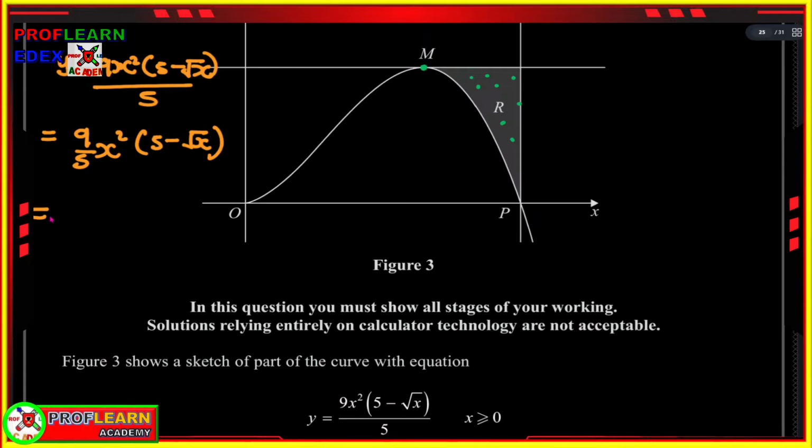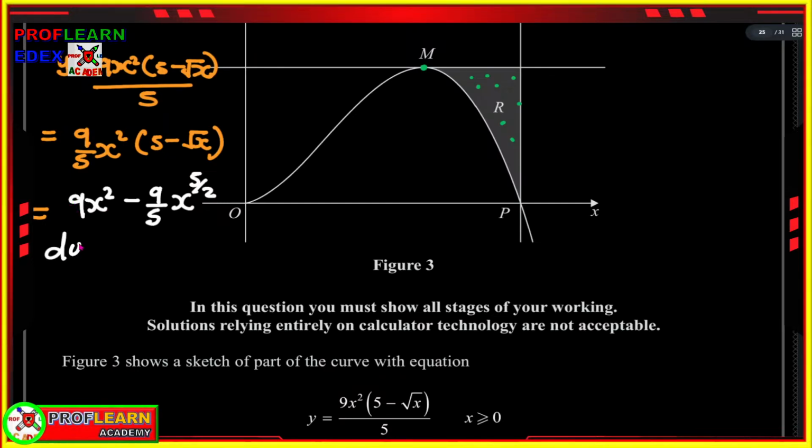I can open the bracket, and this is going to become 9x squared minus, this is the same as x raised to a half, so this is going to be a half plus 2, which is going to give us 5 over 2, so this is going to translate to 9 over 5 x raised to power 5 over 2. So that is the function that we need to differentiate.